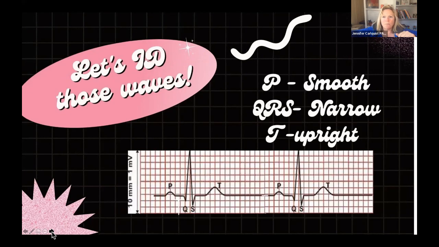Okay, so then the other thing I wanted to show you really quick was that on an actual strip, here's your P, here's your R, and here's your T. Okay, here's your Q and here's your S. But I wanted to tell you something. You won't always have a Q and you won't always have an S. Sometimes you just have an RS, right? And so sometimes it doesn't continue past the baseline. That can be a normal variant.